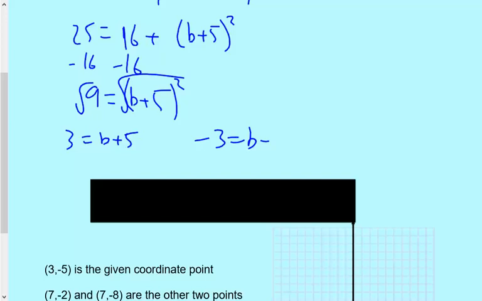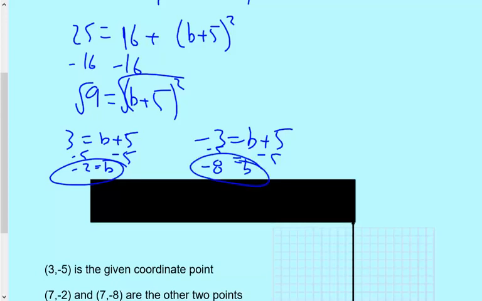That's kind of the tricky part. As I mentioned earlier, you're likely going to have 2 answers for these, and right here you're going to see why we have 2 answers. -8 and -2.